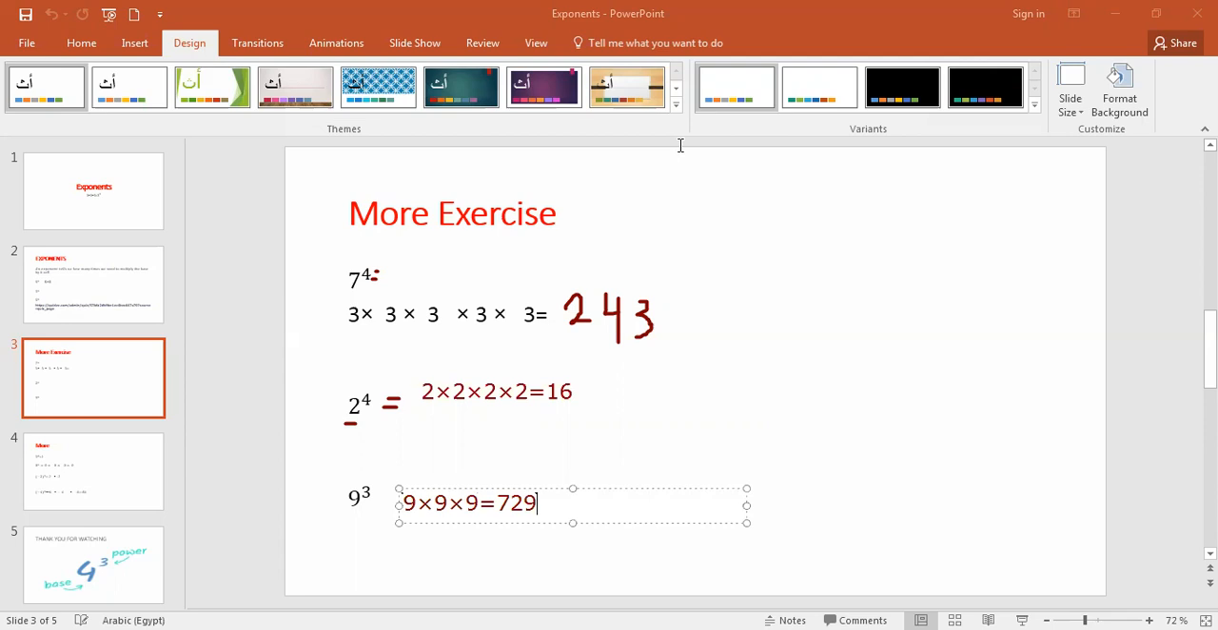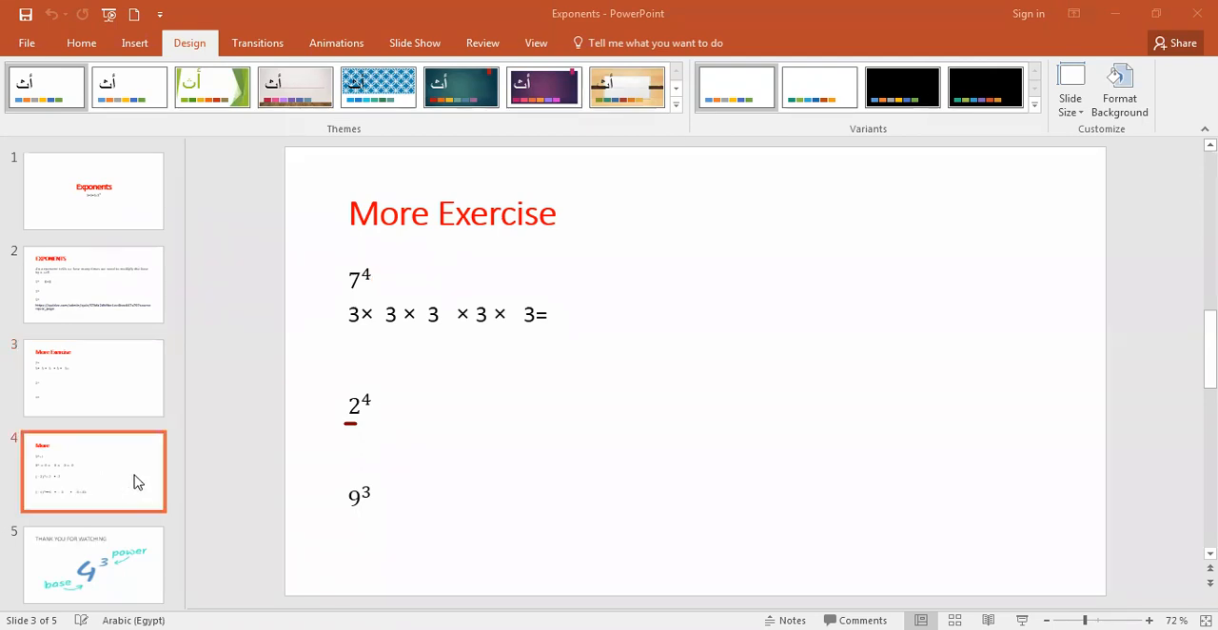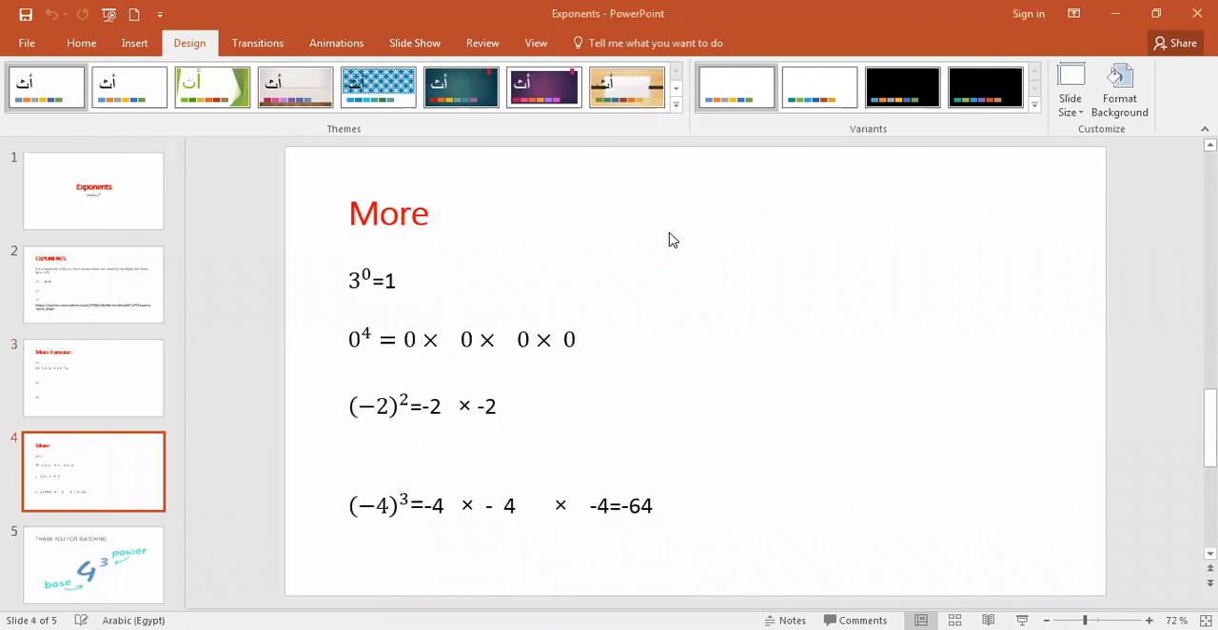Another example. More concepts or definitions of the exponent. Any base value power of 0 is equal to 1. Say, for example, 3 power of 0 is equal to 1. 5 power of 0 is equal to 1. 9 power of 0 is equal to 1. Any base value power of 0 is equal to 1.